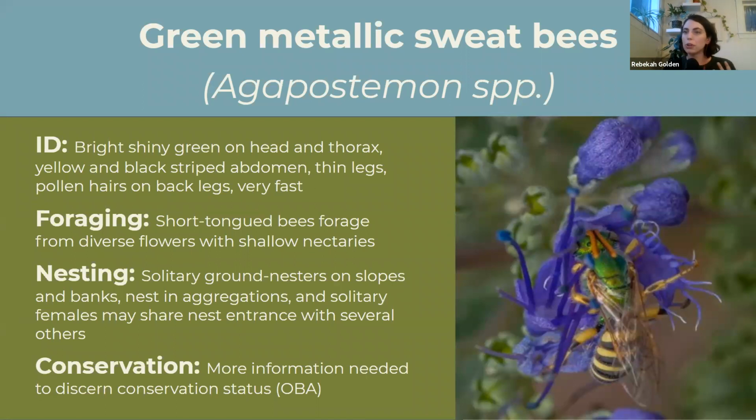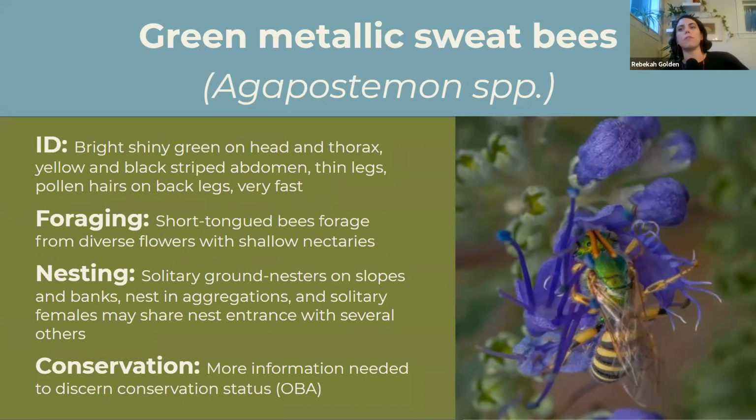And so these are short-tongued bees that forage on many different types of flowers that have those shallower nectaries. And so they're not going to be really able to access nectar in plants that have those deeper reservoirs. But a lot of the blooming plants that we have in the summer are conducive to these short-tongued bees. As far as nesting goes, these are also solitary ground nesters. And so they'll find slopes on banks usually. And so riverbanks are really well populated by green metallic sweat bees, and they'll generally nest in aggregations.